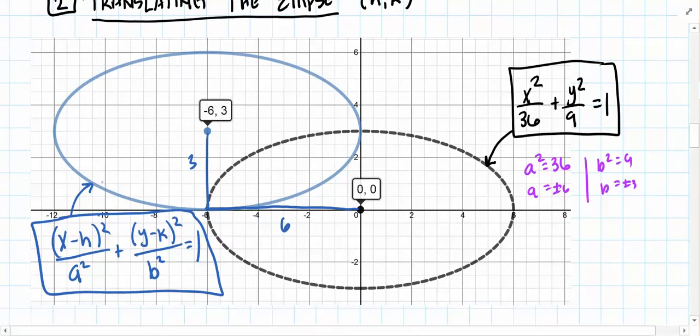Well, I know it's going to have this form right here. This is the form that the equation is going to have. The a is going to be underneath the x, and the b is going to be underneath the y, but my center is going to be here. It's at -6, 3 instead of at 0, 0. So we just simply write in what the center has to be. So in this case, it's going to be x plus 6 quantity squared over a, which is still a value of 36. It's the same exact ellipse, plus y minus 3 squared over 9 would have to be 1.